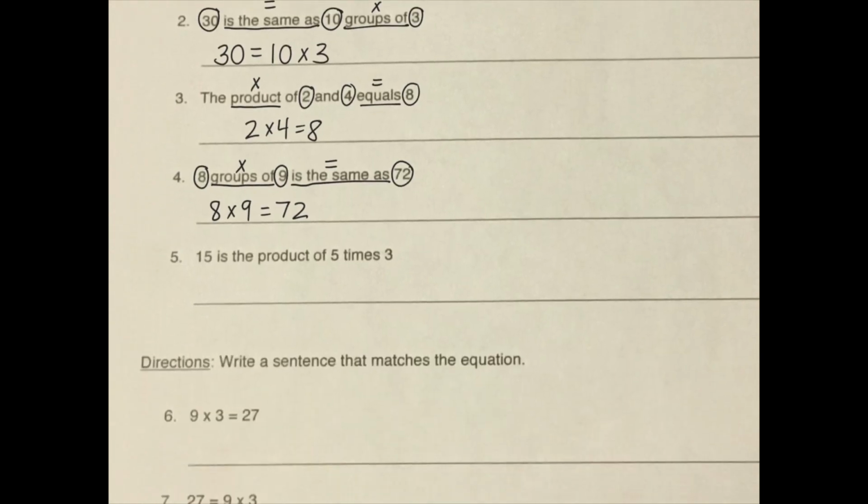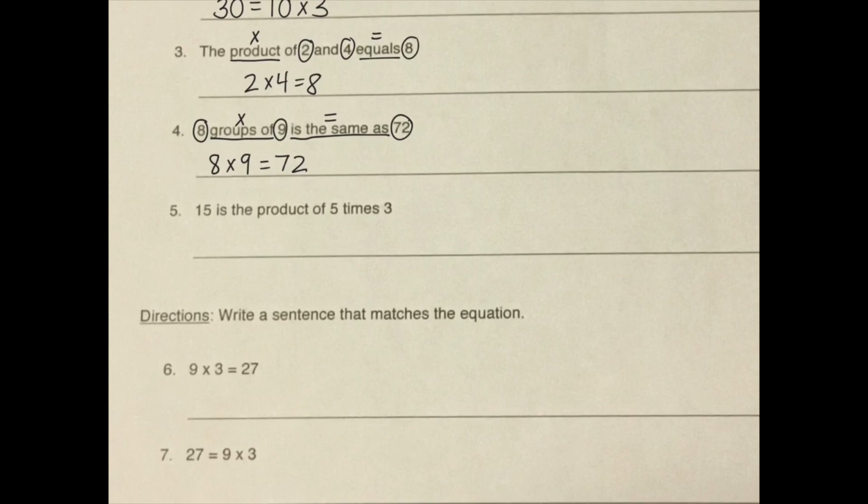All right, last one in this section, number 5. 15 is the product of, we know that means multiply, 5 times 3. So we don't actually need 2 multiplication signs to write this, but we definitely know we're going to multiply because it gives us 2 clues. So 15, ooh, we forgot this little word is. That means equals. Make sure you don't miss that. 15 equals 5 times 3.